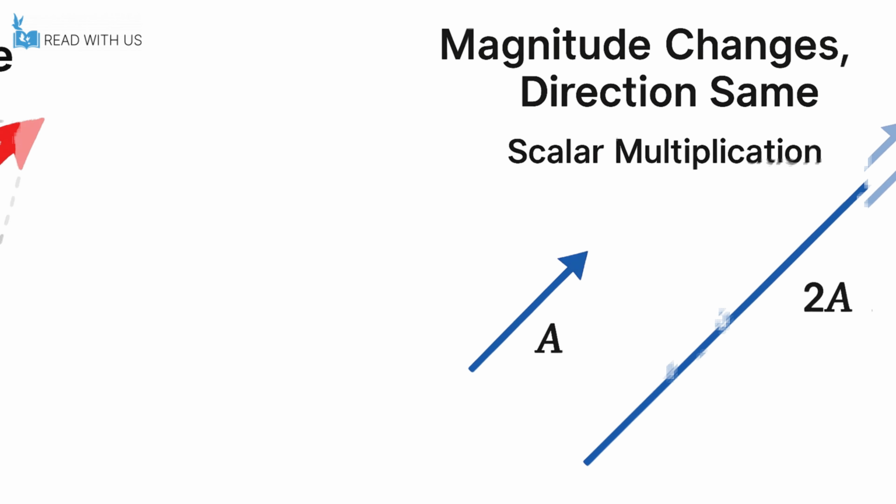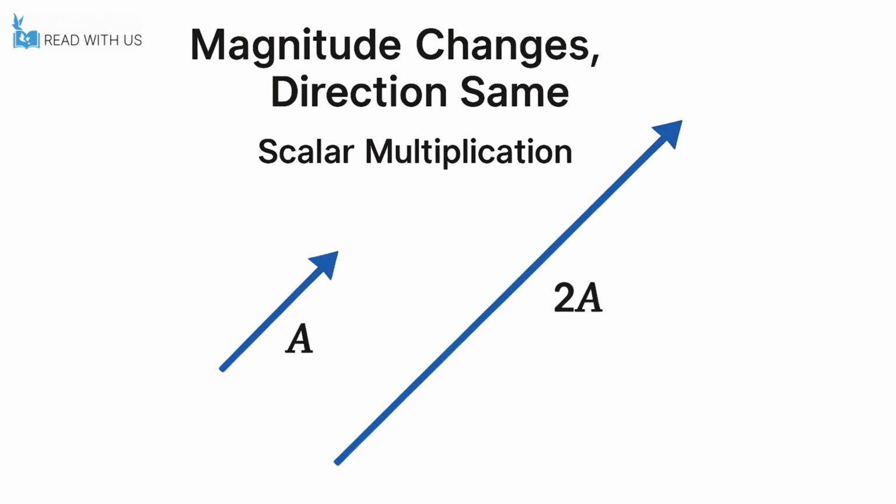Now, let's look at multiplying vectors. There are two main types. Scalar multiplication. Multiplying a vector by a number, also called a scalar, changes its magnitude but keeps its direction the same. For example, 2a is a vector twice as long as a, pointing in the same direction.